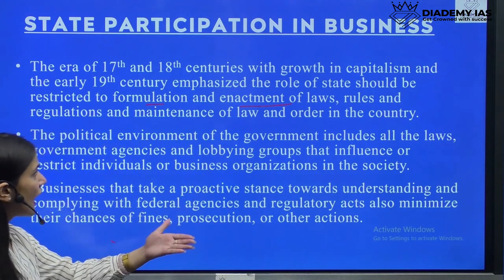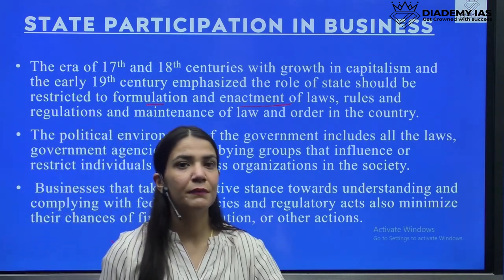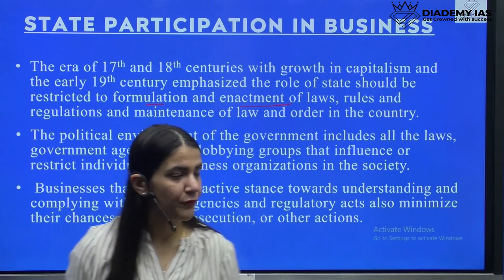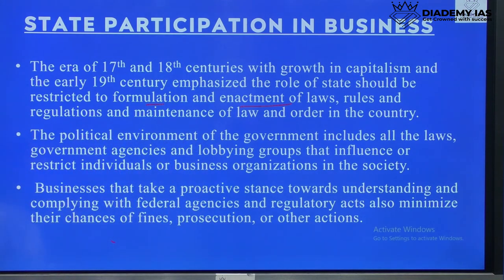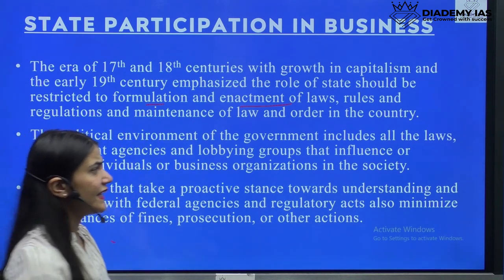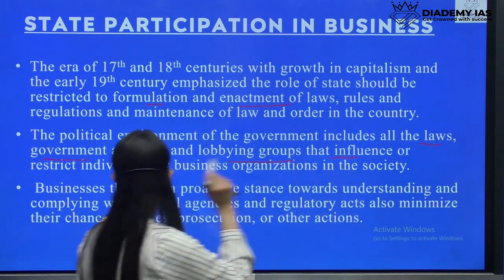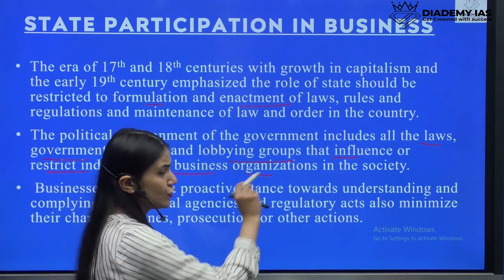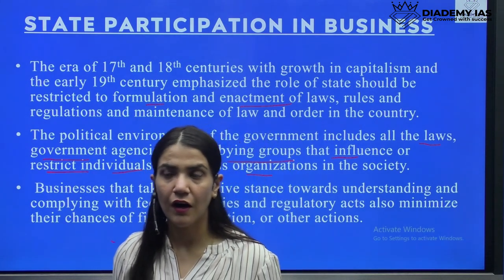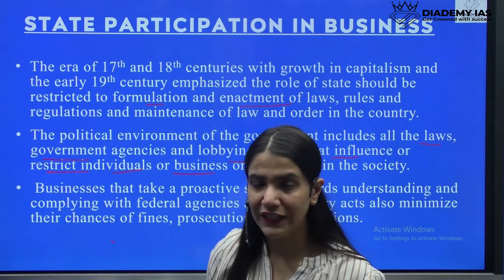Here, the kind of involvement of government in the business environment really changed. There was a lot of flexibility, or I would say a lot of dynamic environment created by governments, right? The political environment includes, when I talk about how the governments play a role, the laws. It includes government agencies and lobbying groups that influence or restrict individuals or business organizations. Of course, you cannot have a completely free-handed approach where businesses are not controlled. No, that is not the case.